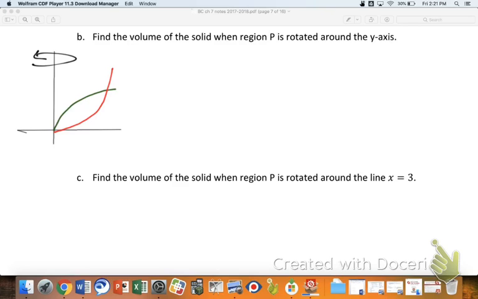So it is a horizontal representative rectangle. I would agree with that. And that means it is how thick? And that, of course, determines the whole rest of your setup. It has to be in terms of y.